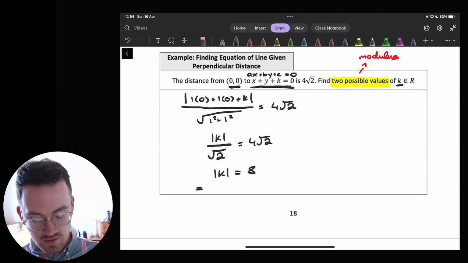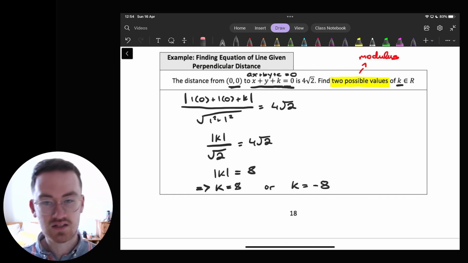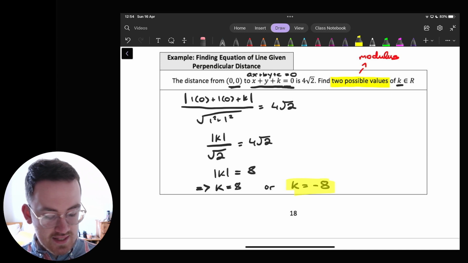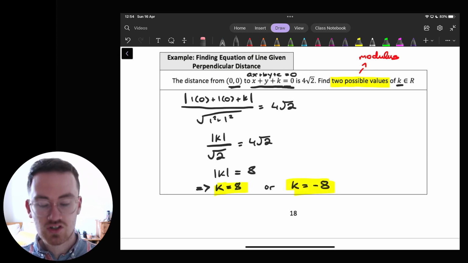What that means, of course, is that either k is equal to 8 or k is equal to minus 8. Those are my two options. So k can either be plus 8 or k can be minus 8. Those are my two answers. We weren't asked to give the actual equation of the line, we were asked to just give the value of k.